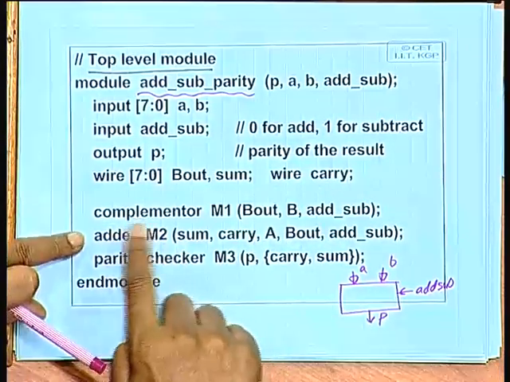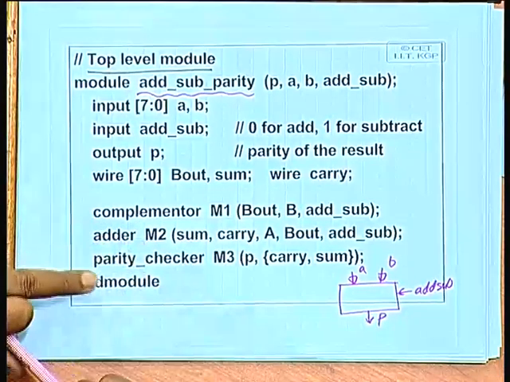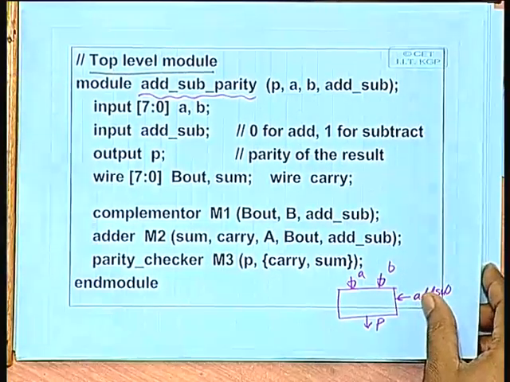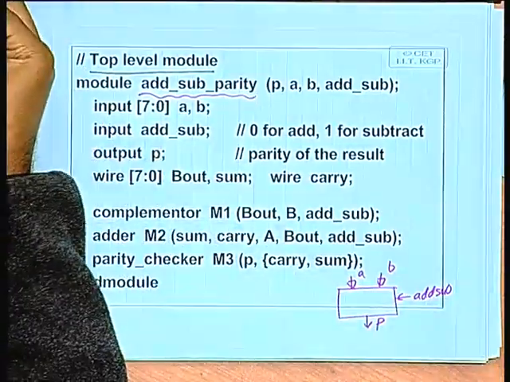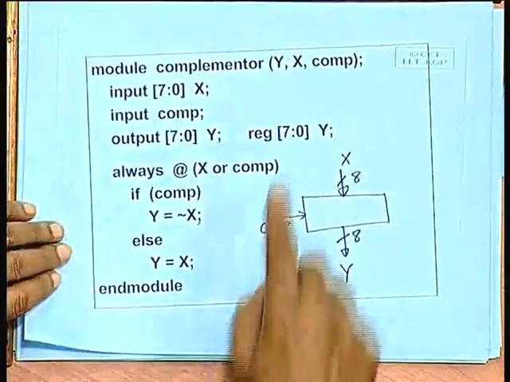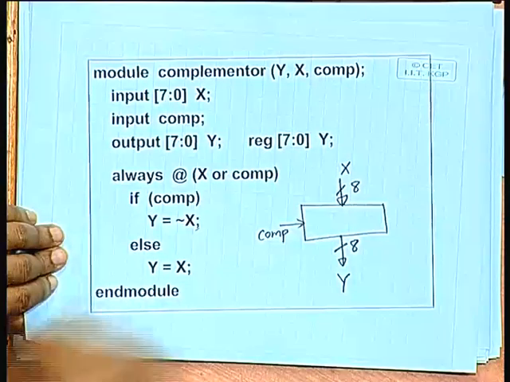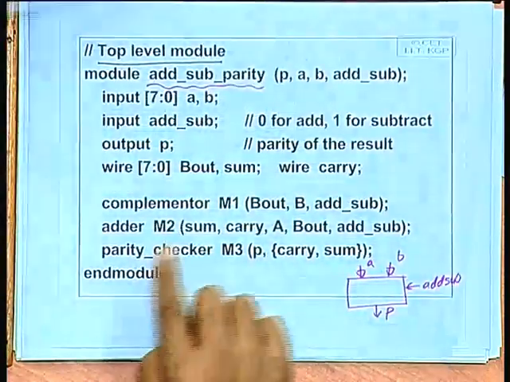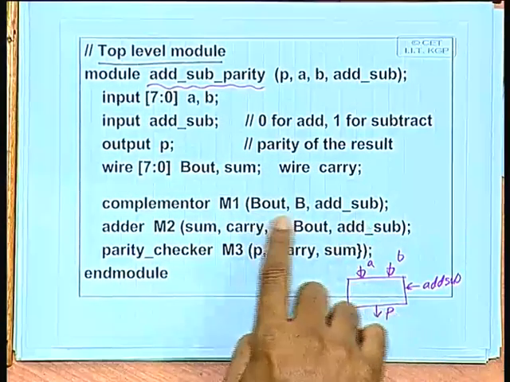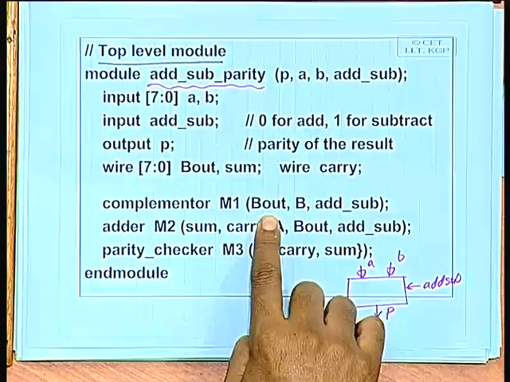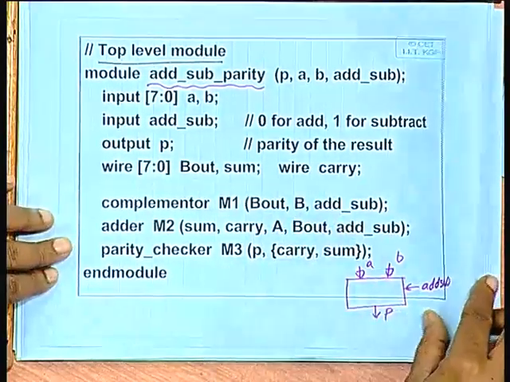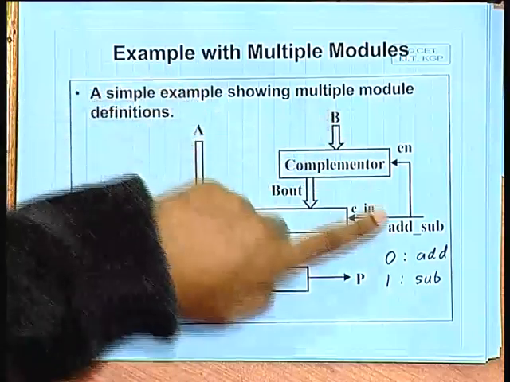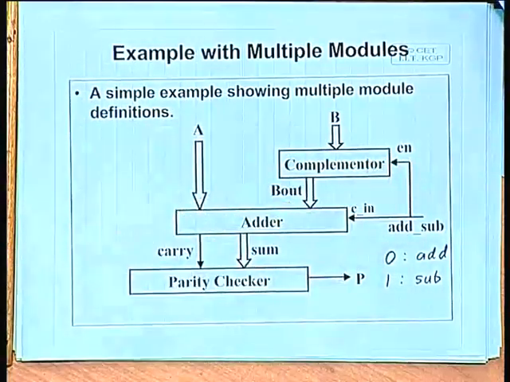Now, we start instantiating the complementer, adder and parity checker. The complementer, as we have earlier designed, there we had specified the parameters in a particular order. First one is the output, second one is the input vector, third one is the control. So, here also when you are instantiating, the parameter ordering is kept the same. B out is the output, B is the input, at sub is the control. So, this you can again refer to this diagram. B out is the output, B is the input, and at sub the signal is coming, right.